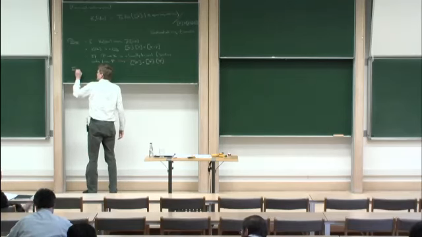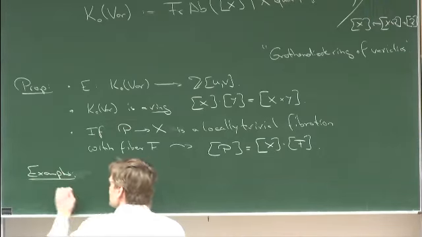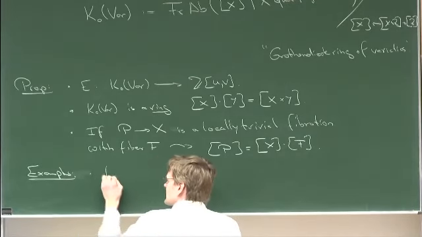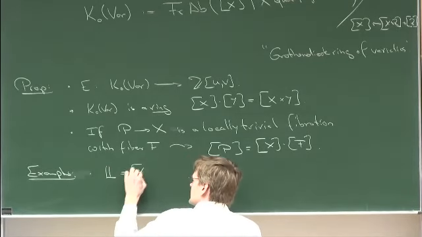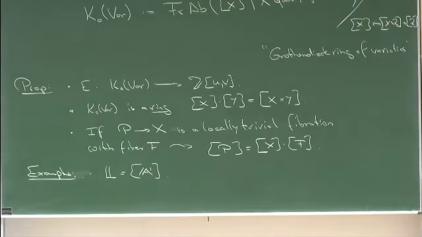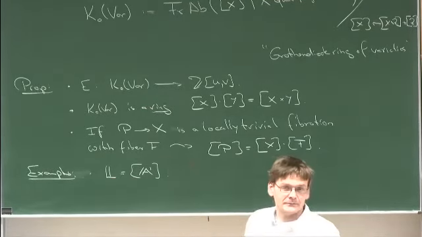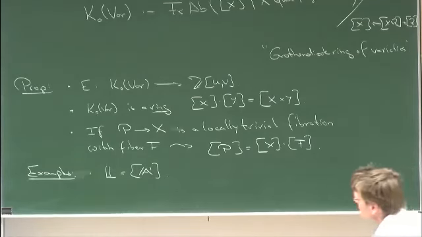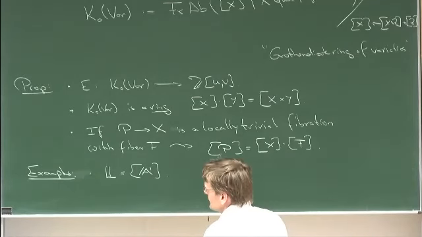Let me first do some very easy examples. So of course, okay, I should define this. The class of the affine line is usually called the Lefschetz motive, or it's called L. It's just the affine line. So what classes could you compute of this?